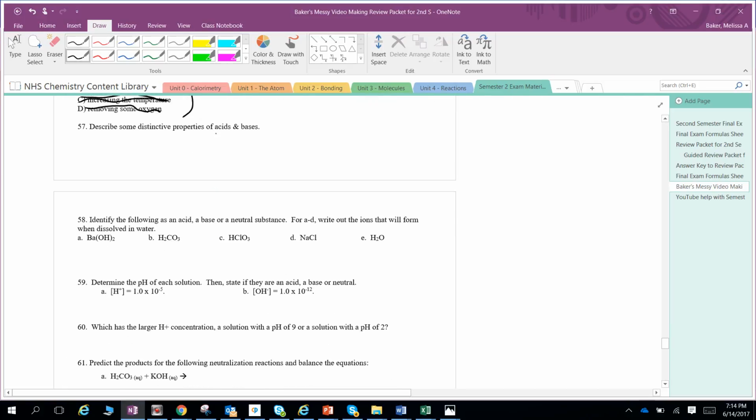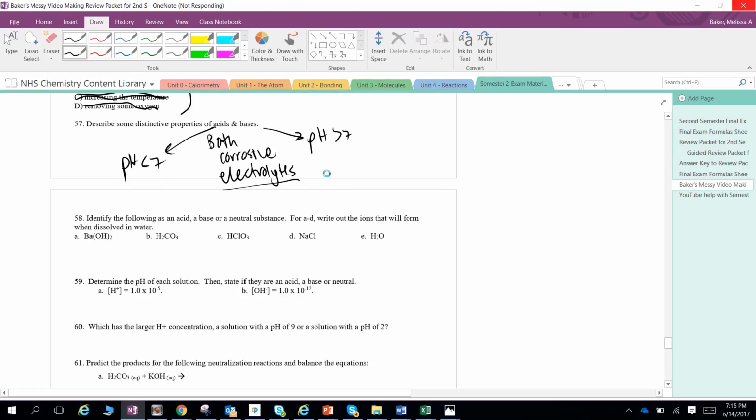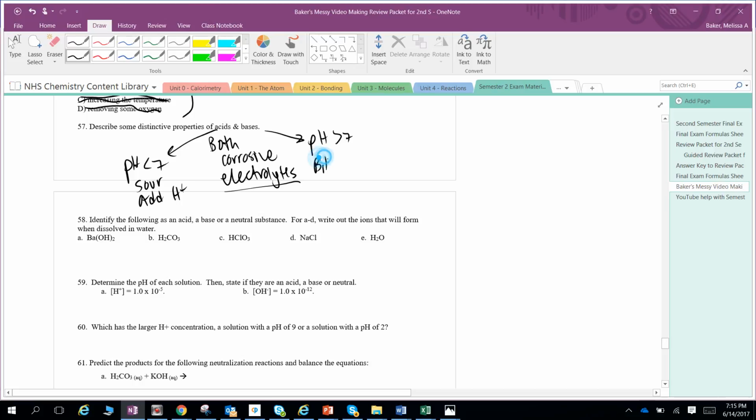We've talked a lot about acids and bases. They're both corrosive. They're both electrolytes, meaning they conduct electricity. But they're different in a lot of ways too. Acids have a pH less than 7. Bases have a pH greater than 7. Acids taste sour. They add hydrogen ions to solution. Bases taste bitter, and they add hydroxide ions to solution. There's other ones you could come up with as well, but those are some of the main ones.